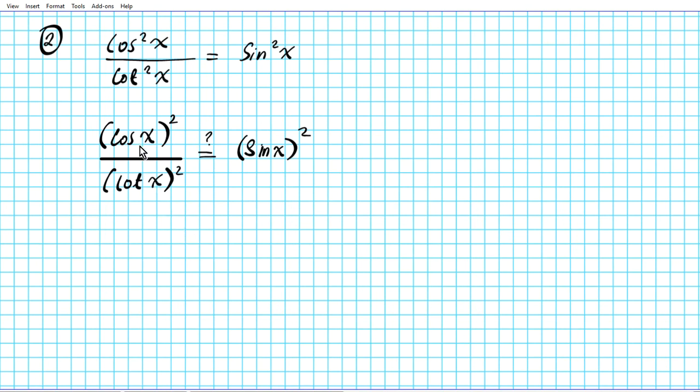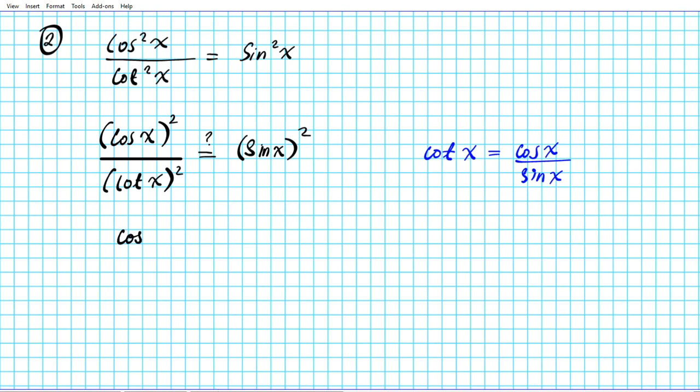Now, we already have cosine square x. Cosine square x is already in the desired form. We need to change cotangent. To do this, we are going to be using our quotient identity. Cotangent x is equal to cosine x over sine x. So we're going to be making that substitution.